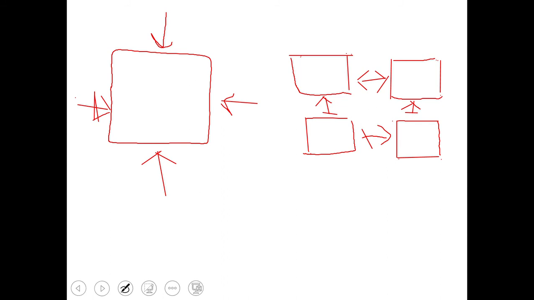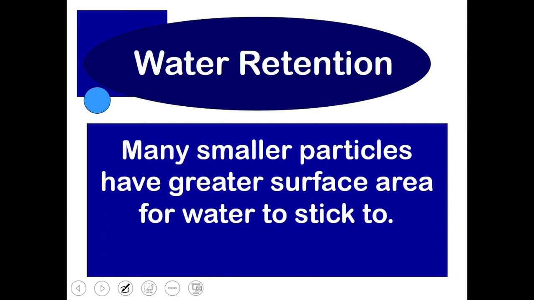It's kind of like saying if you jumped in the shower and then you got out of the shower after the water stopped running, you would not immediately be perfectly dry. The water would stick to the surface area of your skin and the little hair particles and things like that. So many smaller particles have a greater surface area for water to stick to.